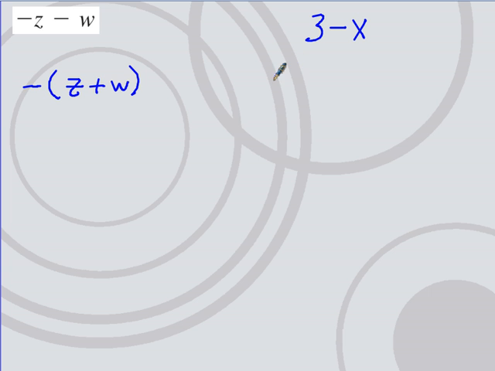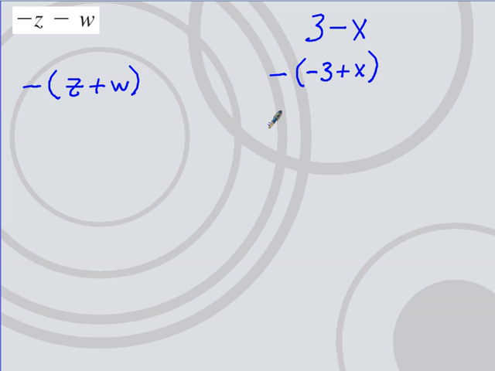If I do factor out a negative here, Jordan, negative 1 times what gives me 3? Close. Negative 3. Everybody see that? Negative 1 times negative 3 would be that positive 3. Negative 1, Jordan, times what gives me minus x? Plus x. Good.